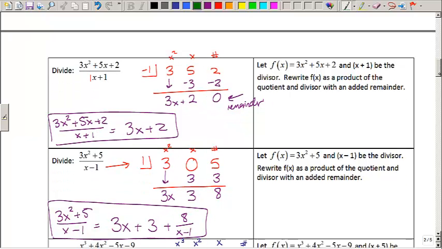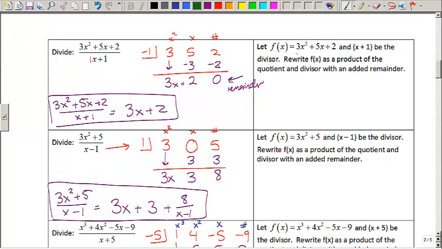So going all the way back up to the top here, we have f of x being 3x squared plus 5x plus 2. Notice that's our numerator here. And x plus 1 is going to be the divisor. Again, that's what we did here. All I want you to do is rewrite f of x is equal to the quotient times x minus c, the divisor, plus the remainder. So who is the f of x? Well, in this case, our f of x was 3x squared plus 5x plus 2 is equal to the quotient, which is 3x plus 2, times the divisor x plus 1, plus the remainder. In this case, the remainder is 0.